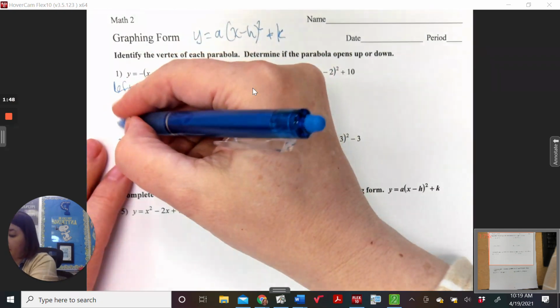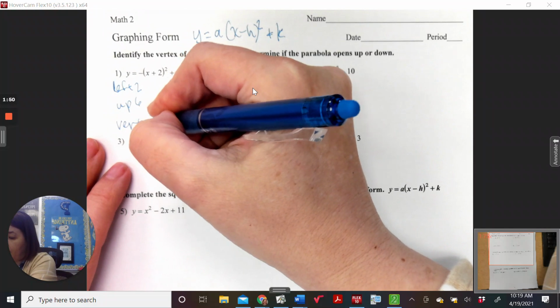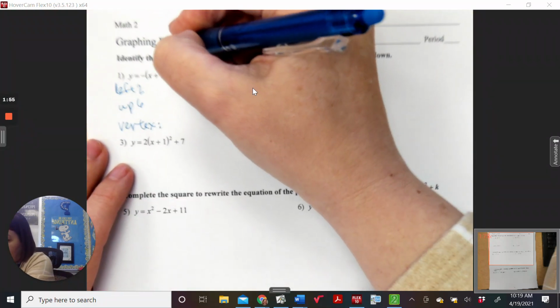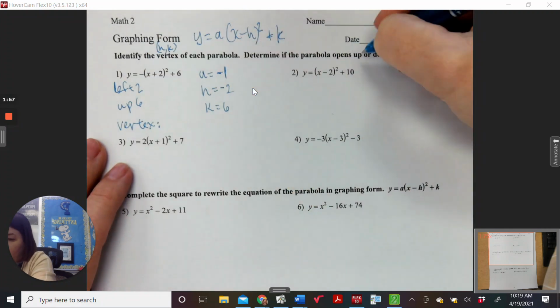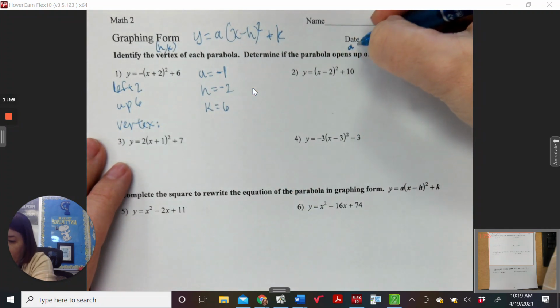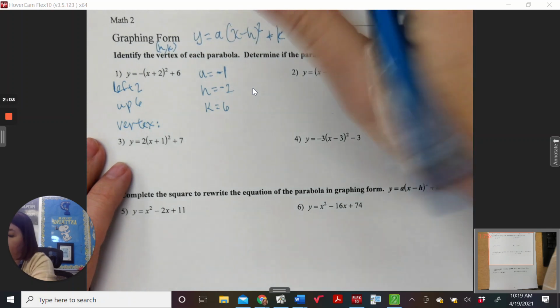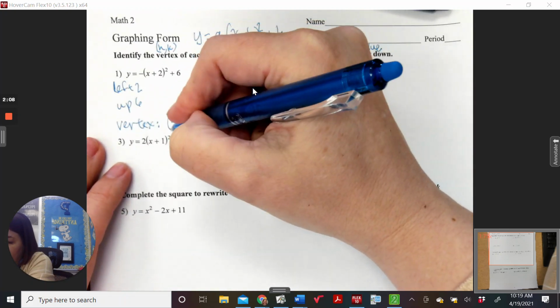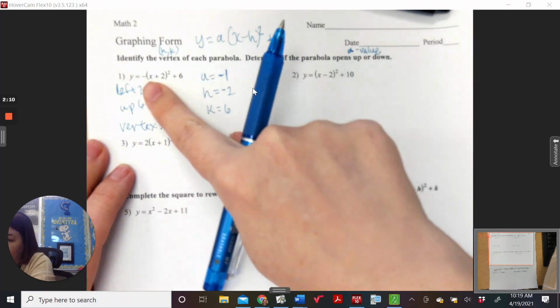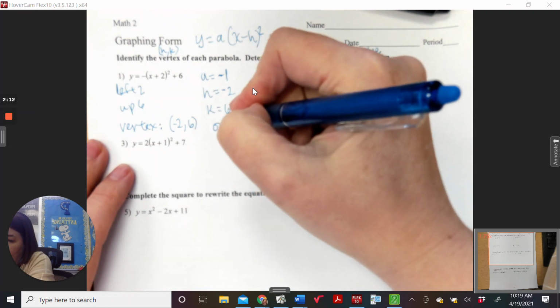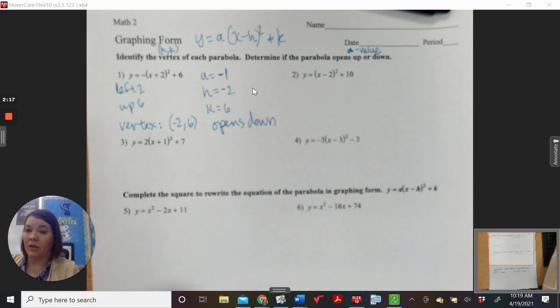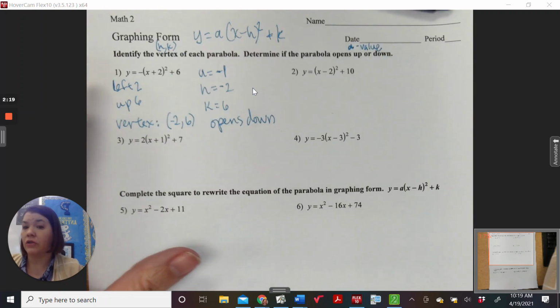So my vertex is h, k. Let's write that down right here. Vertex h, k. Direction of opening is the a value. It helps us determine that. So anyway, my vertex is h, k. So that's going to be -2, 6. And this opens, since it's negative, it opens down. That's all you're doing on the first ones. I don't want to do the rest of them because it's fairly straightforward.